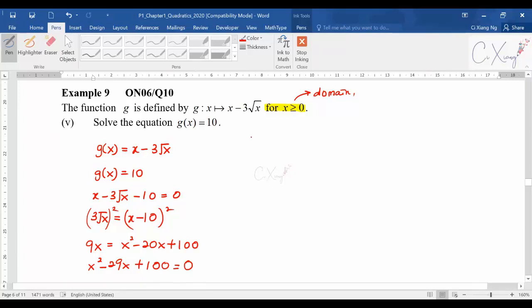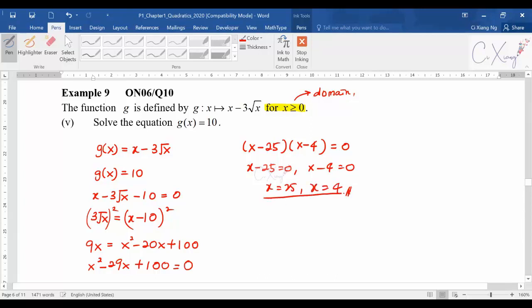If you use a calculator to get the answer, you can actually get the factorized form: (x minus 25)(x minus 4) equals 0. Then x minus 25 equals 0 and x minus 4 equals 0, so x equals 25 or x equals 4. So this is the answer.